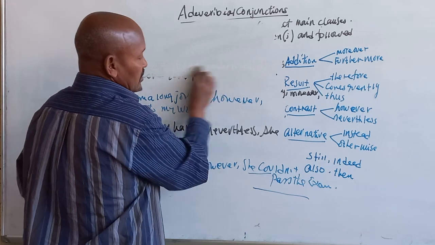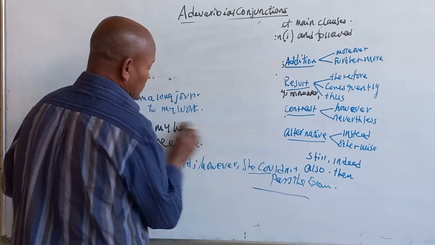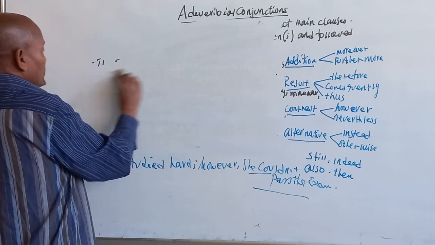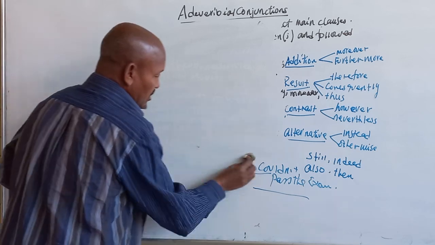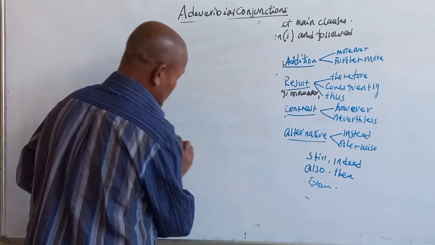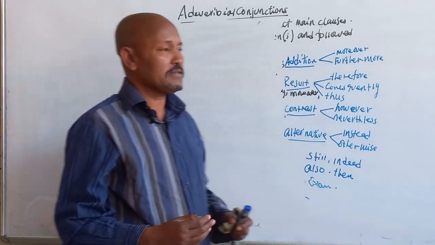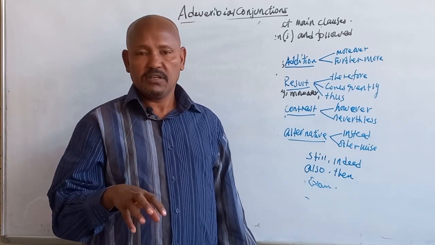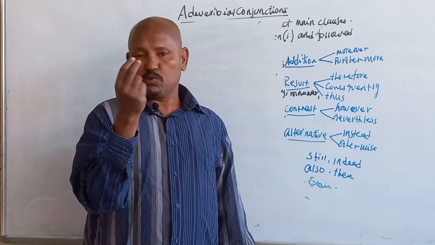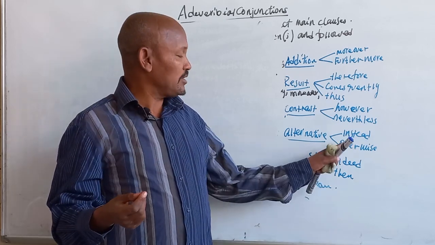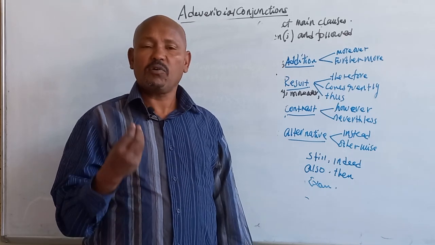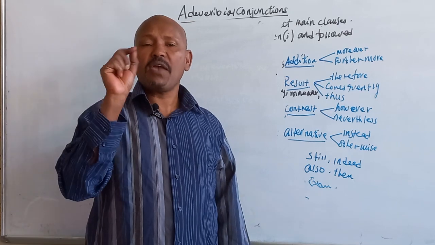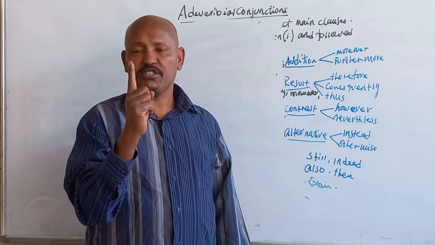Yeah, the fourth is the alternative, which is completely different from the contrast, the result, and the addition conjunctions. Adverbial conjunctions of alternative means there are two alternatives. Two alternatives are given. So to join these two different alternatives, we had better use instead or otherwise. These words have the same meaning, and 'or' is one of the correlative conjunctions.